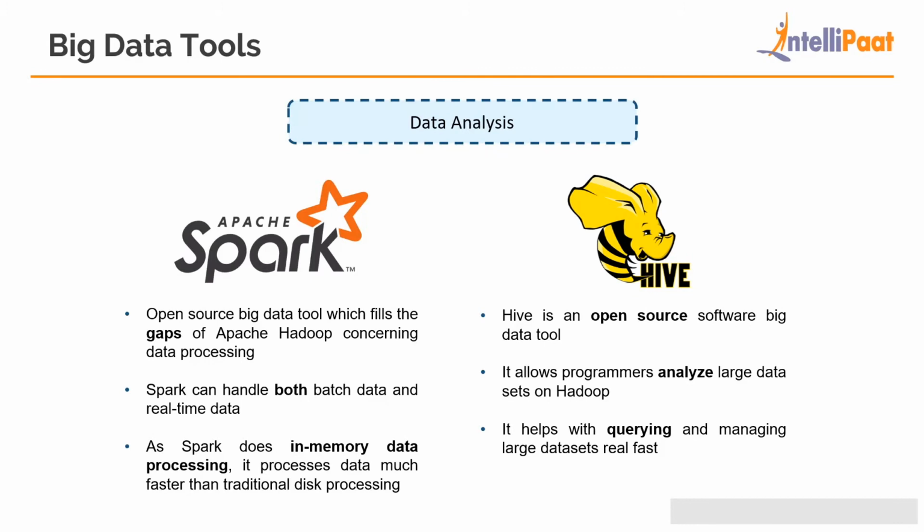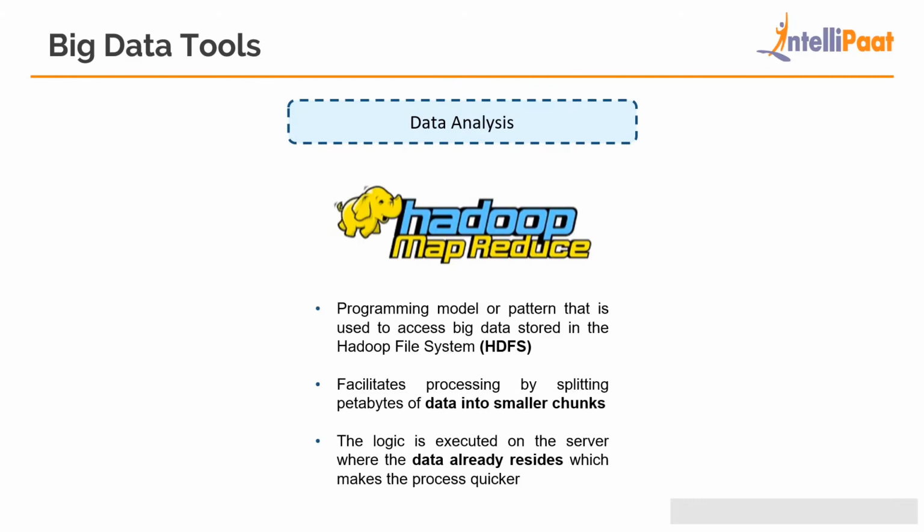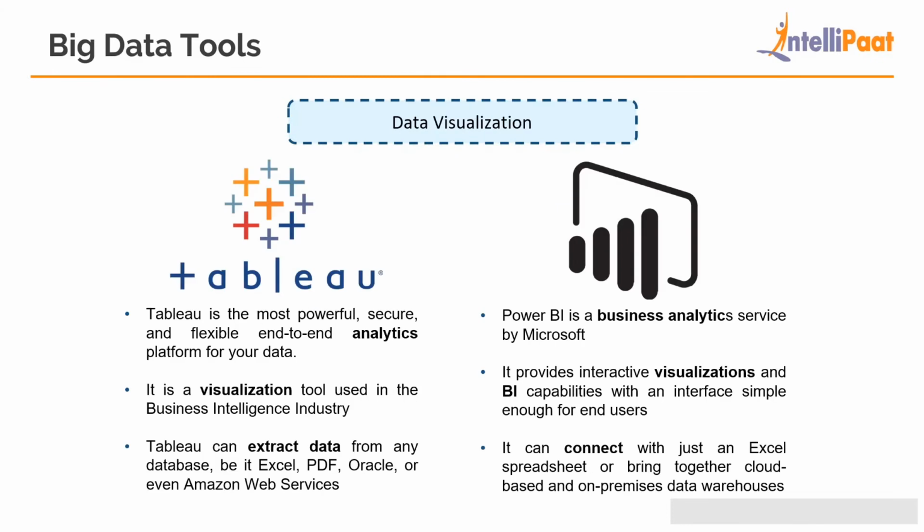And then comes Hive. Hive again is open source. As I already told you, every single Apache big data tool is open source. It allows programmers to analyze large sets of data on Hadoop. So it is mainly used for querying and managing large data sets which are available in Hadoop. So these are some data analysis tools: Spark, Hive, and MapReduce. And finally, we'll look into data visualization tools.